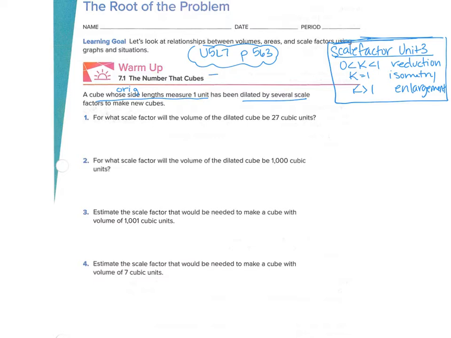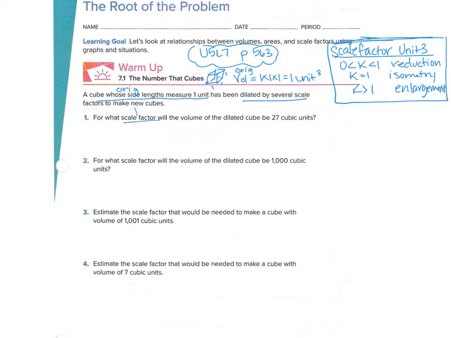So my original cube that I start out with has six faces, and all the side lengths are 1. So that means my original volume for this problem, which is length times width times height, is 1 times 1 times 1, or 1 unit cubed. So let's take a look at number 1.